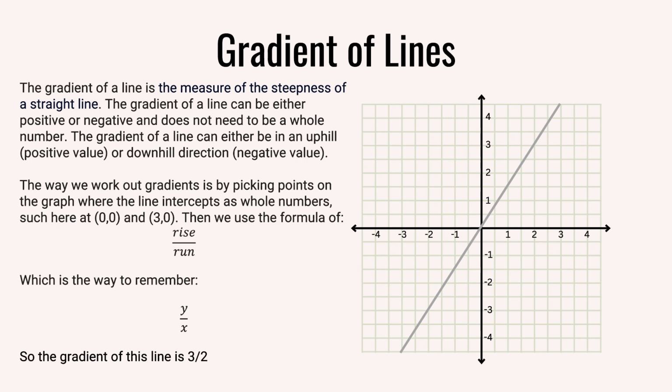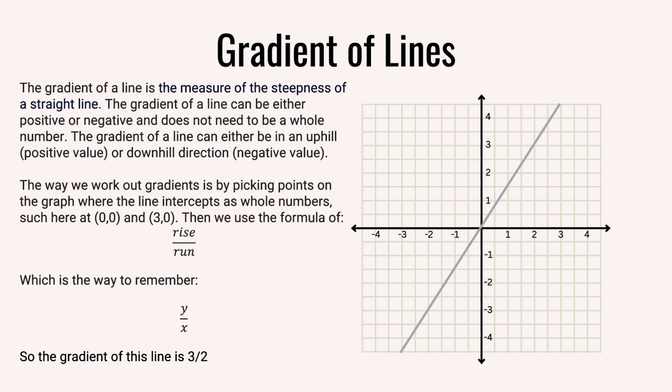As we said before, the gradient of a line is the measure of the steepness of the straight line. The gradient of the line can either be positive or negative and does not need to be a whole number. If the gradient of the line is in an uphill direction, it is positive, and a downhill direction is negative. The way we work out gradients is by picking points on the graph where the line intersects its whole numbers. This is the easiest way to do it, such as here at 0, 0 and 3, 0.